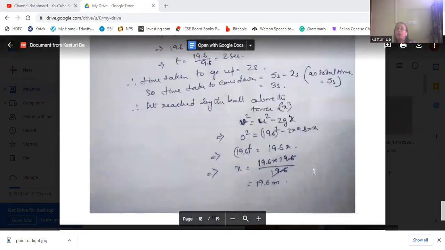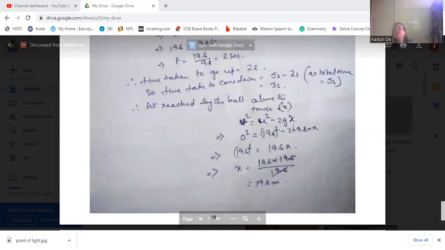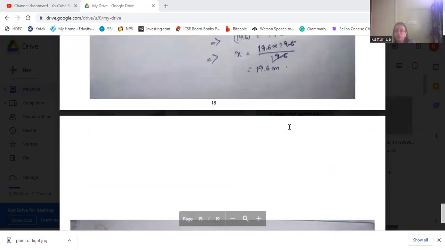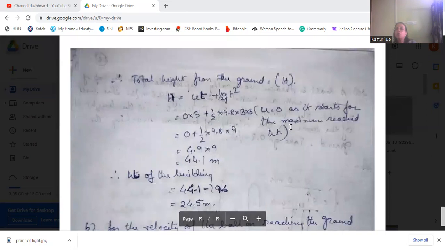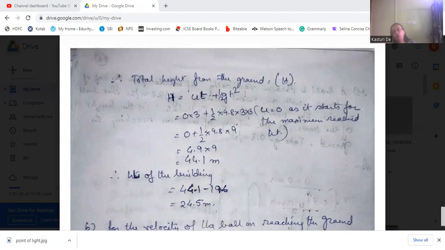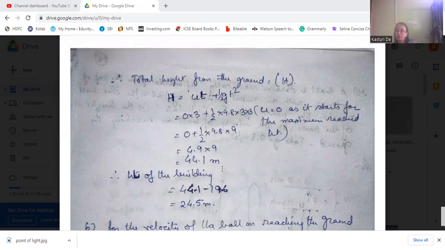So the height reached by the ball above the tower is v square is equal to u square minus 2gx, x above the tower. So that will be equal to 19.6 meters. Now, total height from the ground will be h is equal to ut plus half gt square, from the ground to the total height, that is capital H, that is h plus x. So that will be equal to 44.1 meters.